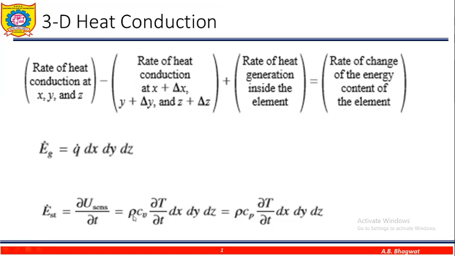It is rho into Cv in case of metal, but these are all incompressible solids, so Cv is equal to Cp. That's why these two terms become equal. Rho Cp del T by del t into dx into dy into dz. This is the total for that particular volume, the energy stored, which is changing with respect to time.